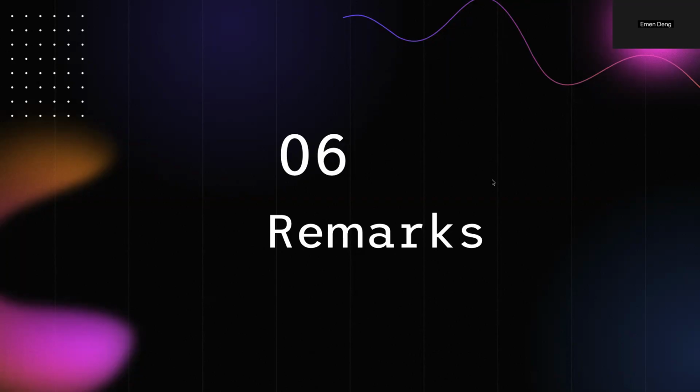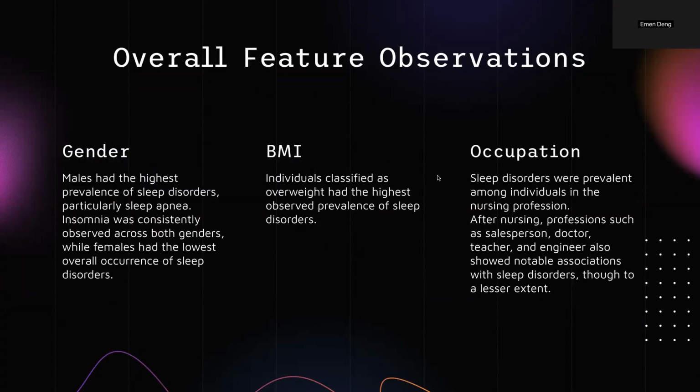Males showed a higher prevalence of sleep disorders, particularly sleep apnea, while insomnia was more evenly distributed between genders. BMI also played a critical role, with those classified as overweight having the highest rate of sleep disorders. This highlights the close relationship between physical health and sleep quality. Occupation was another notable factor. For example, individuals in the nursing profession were disproportionately affected by sleep disorders.